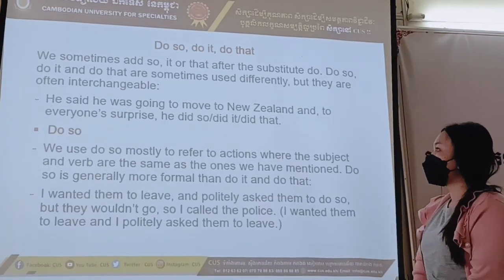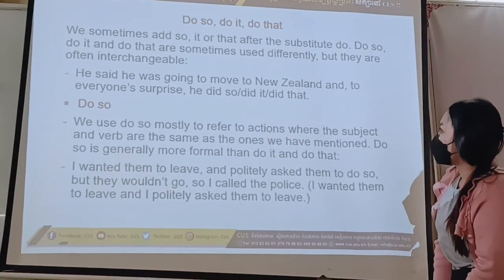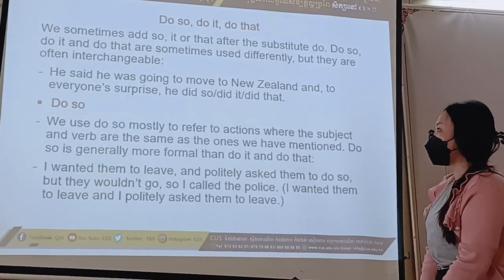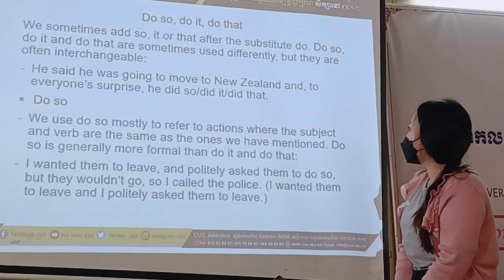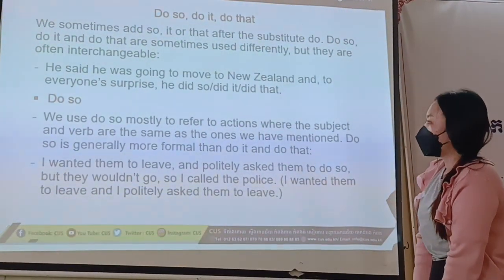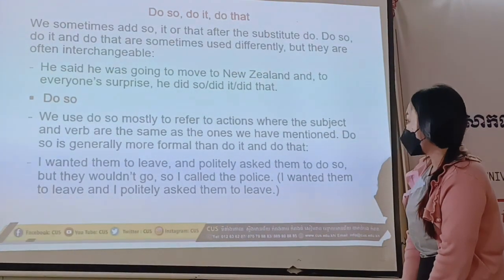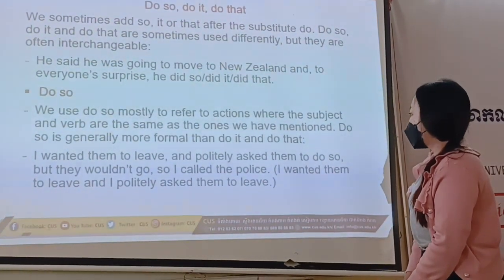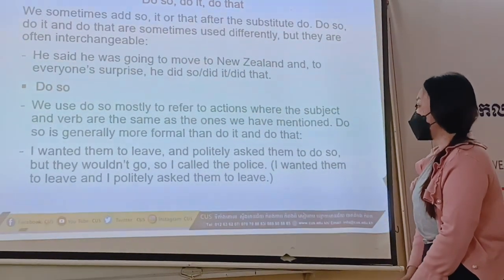Do so, do it, do that. We sometimes use so, it, or that after the substitute do. Do so, do it and do that are sometimes used differently, but they are often interchangeable. He said he was going to move to New Zealand and to everyone's surprise, he did so. We use do so mostly to refer to an action where the subject and verb are the same as the one we have mentioned. Do so is generally more common than do it and do that.